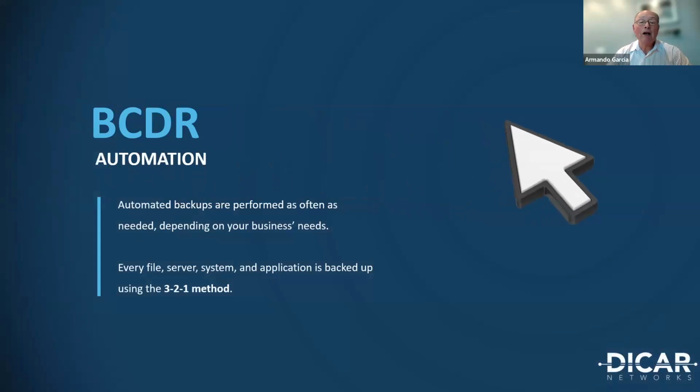All right, BCDR automation. If any of your servers go down and your data is lost, you can fail over to designated appliances with minimal downtime until the issue is resolved. What that means is having a business continuity plan in place is, if your system goes down, what are you going to do to maintain or keep the business running?